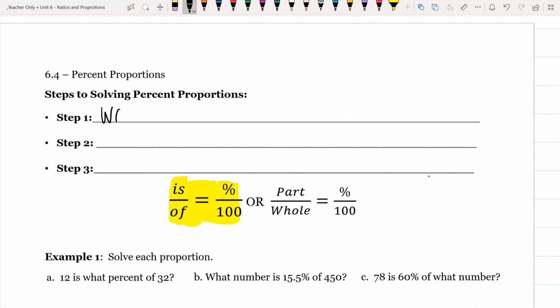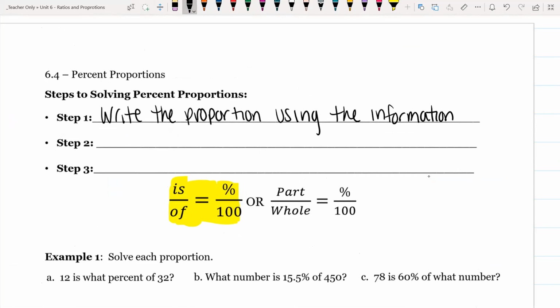So we're going to write the proportion using the information.